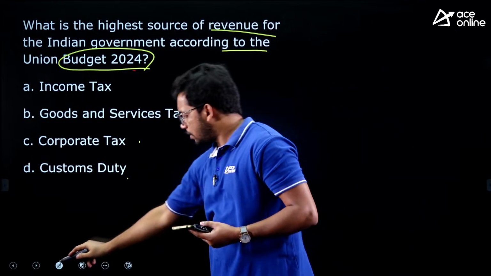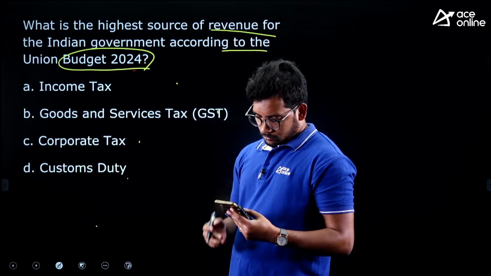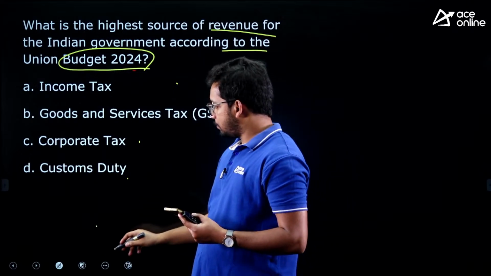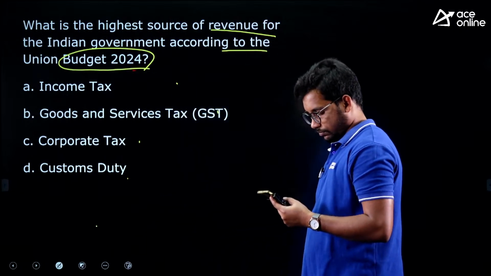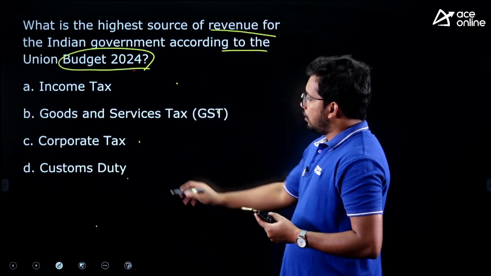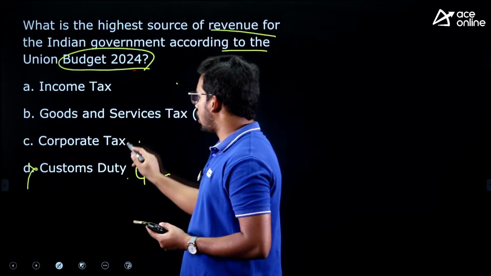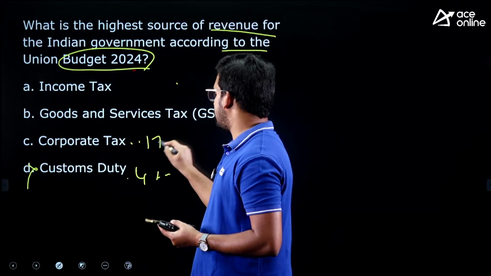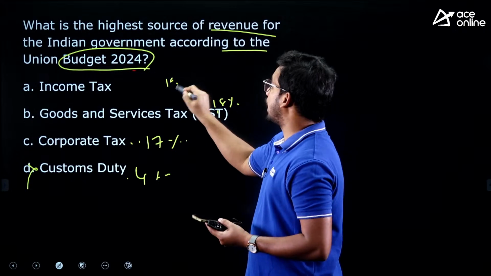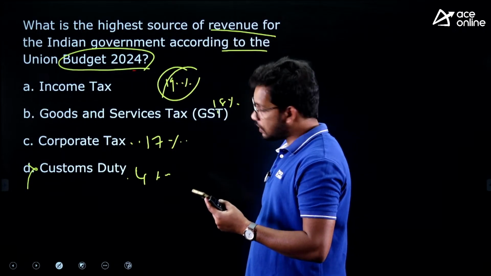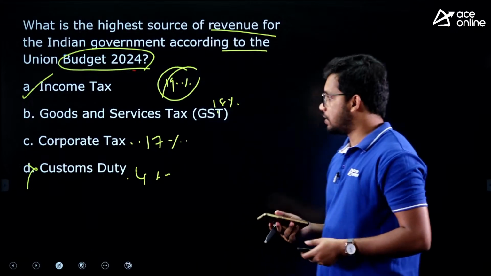Now tell me. We have just seen. Please do answer. Is it customs duties? No, it is just 4%, so this can be eliminated. Corporate tax, you may be confused, it is 17%. GST 18%. Income tax 19%. So the answer is A, income tax. We have just discussed it.